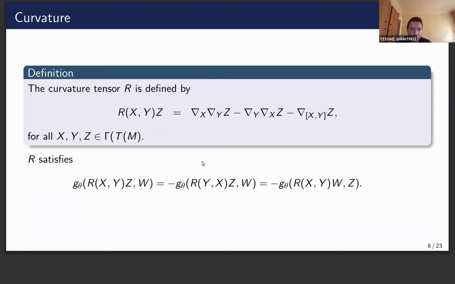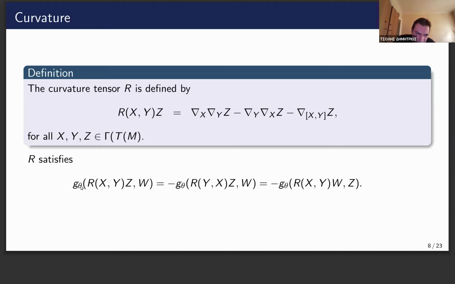Okay, now let us define the curvature tensor for the Tanaka-Webster connection. Now we see that the definition is very similar to Riemannian geometry. So we just use this kind of relation that we have in Riemannian geometry, and we take those sections of this tangent bundle of M.